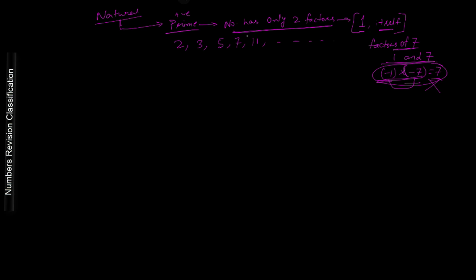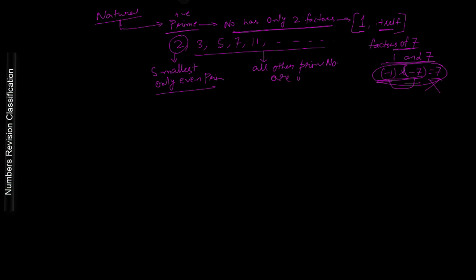Anyway, so the prime numbers are these things. Now 2 is the smallest prime number. 2 is the only even prime number. All other prime numbers are going to be odd. You have to remember this.